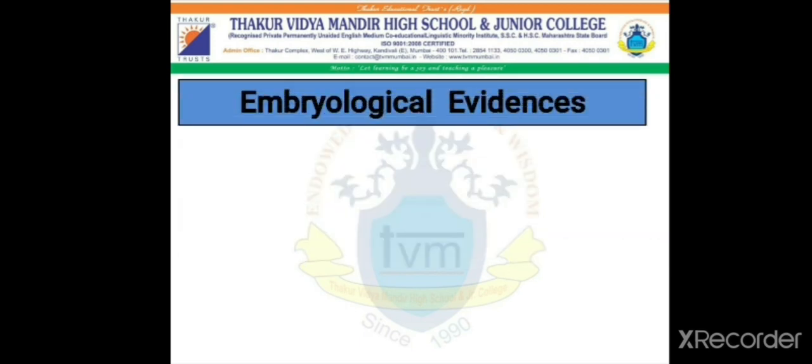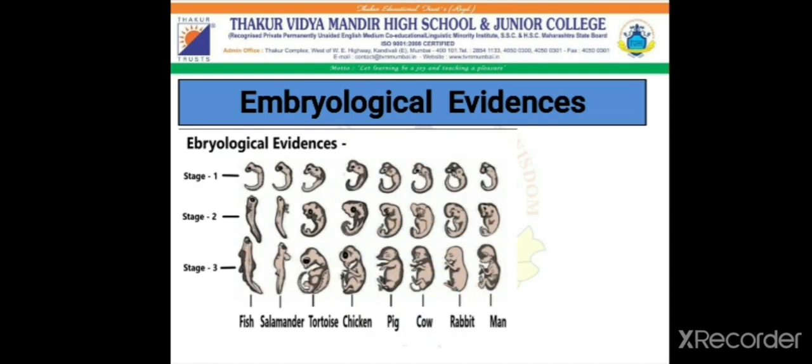Next is the last proof, that is embryological evidences. Now, when a male gamete combines with the female gamete, it results in the formation of a zygote. That zygote develops into an embryo. In this picture, you can see the embryos of certain species of animals: fish, salamander, tortoise, chicken, pig, cow, rabbit, and man.